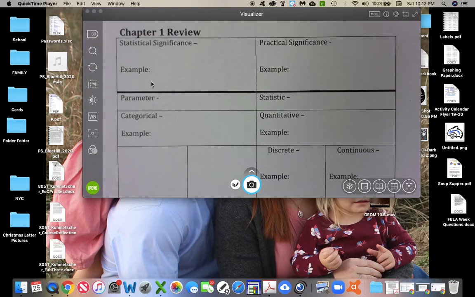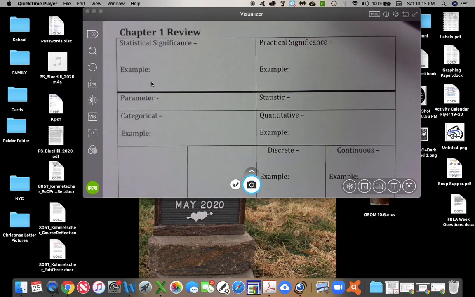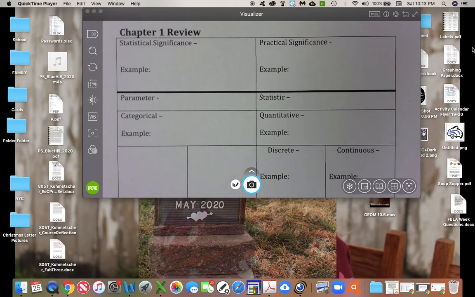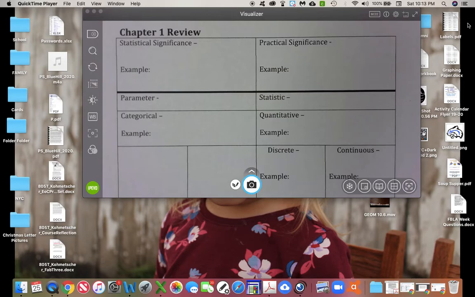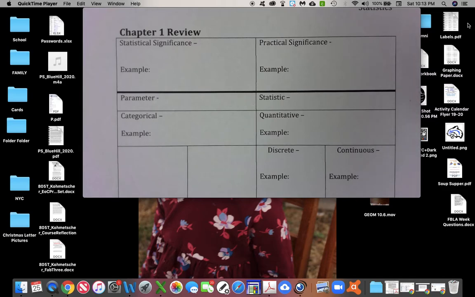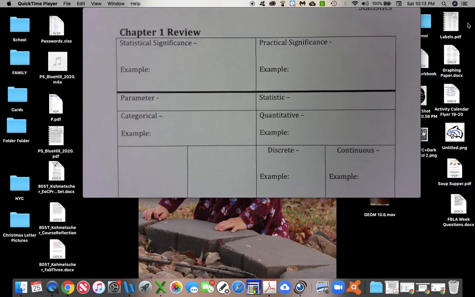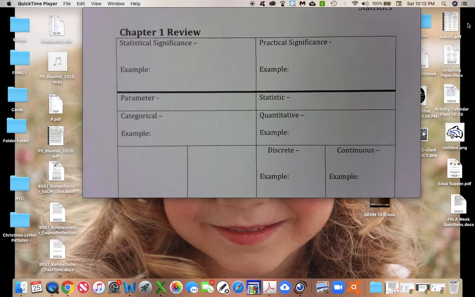Okay, stats. This is a review sheet that we filled out for chapter one. And I'm going to go through this all again because this is kind of important background behind statistics. So we're just going to kind of review this since it's been a while. But you will see this again in a college stats class, I'm sure. And this will kind of just help you know what some of the vocabulary is.